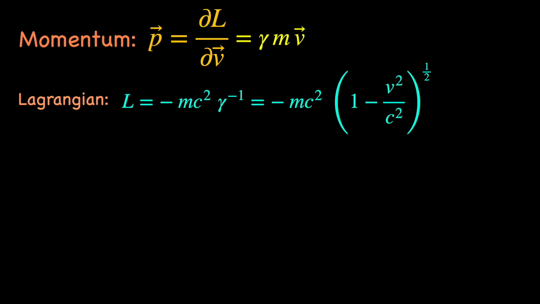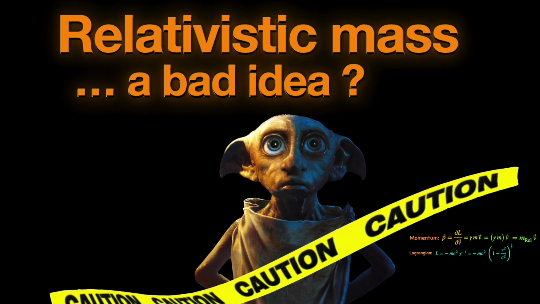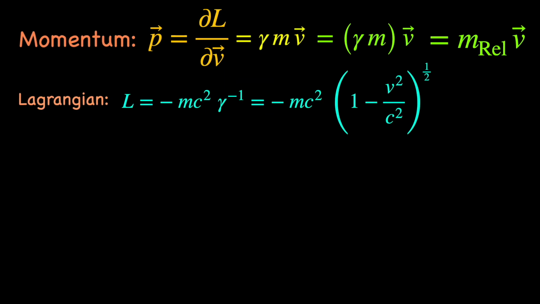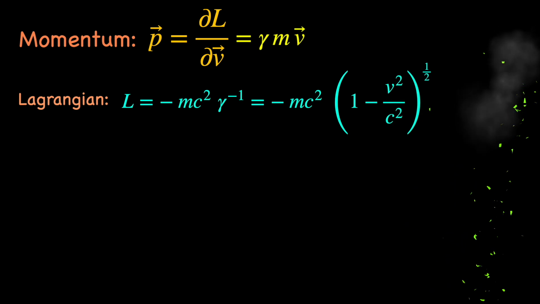Some old relativity texts prefer to attach the gamma with the rest mass m and call it the relativistic mass or velocity dependent mass, so that the relativistic momentum formula mimics the non-relativistic mass times velocity form. But in a previous video, we have already discussed the problems with the concept of relativistic mass, so that's that.